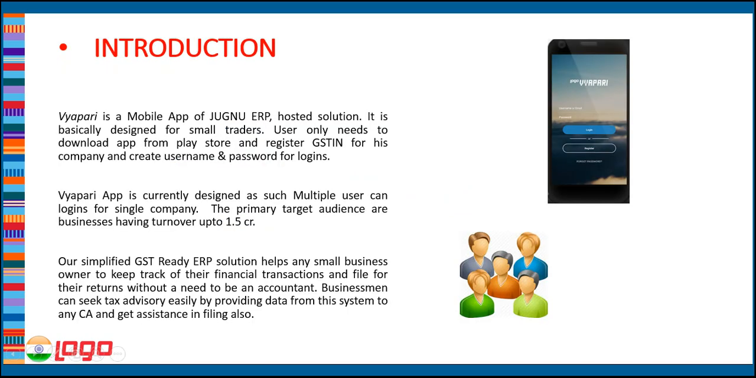Vyapari is a mobile app of Jugnu ERP, a hosted solution. It is basically designed for small traders. The user only needs to download the app from the Play Store, register GSTIN for his company, and create a username and password for logins.